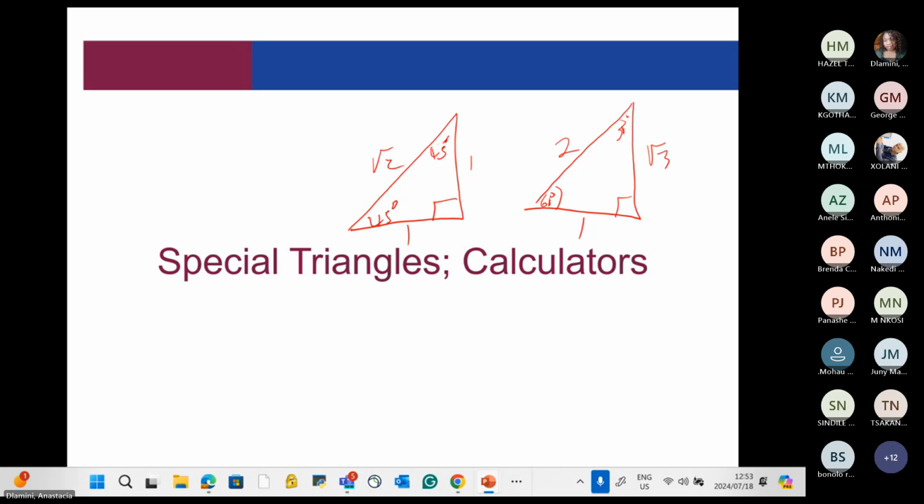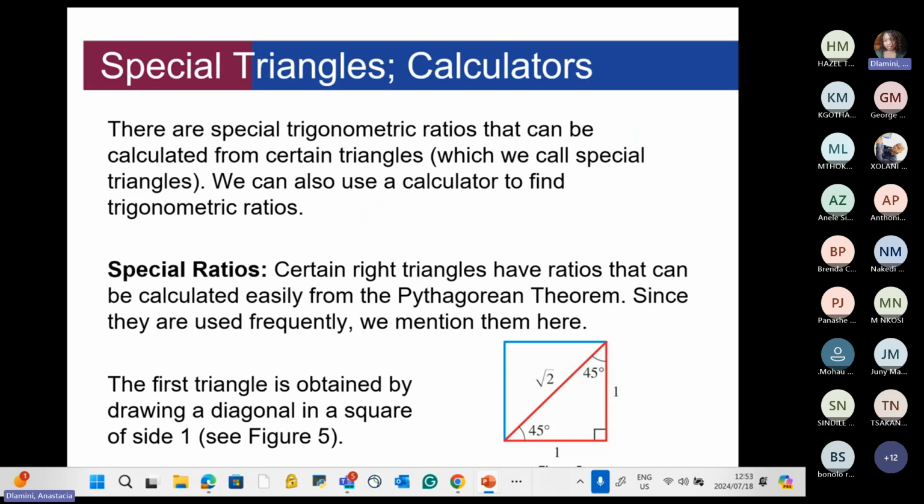Yes, ma'am. So now they say there are special triangle ratios that can be calculated from certain triangles, which are called special triangles. We can also use a calculator to find these trigonometric ratios. But I say to you, use special triangles. Special ratios: certain right triangles have ratios that can be calculated easily from the Pythagorean theorem. Since they are used frequently, we use the notation. Here's that triangle of ours.